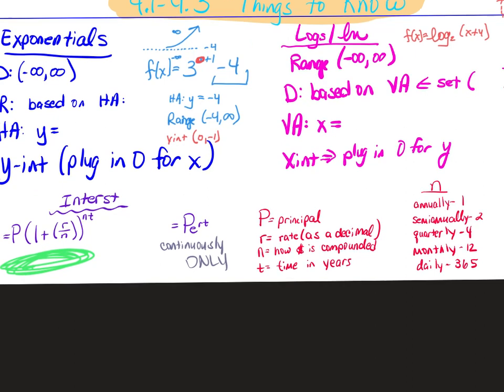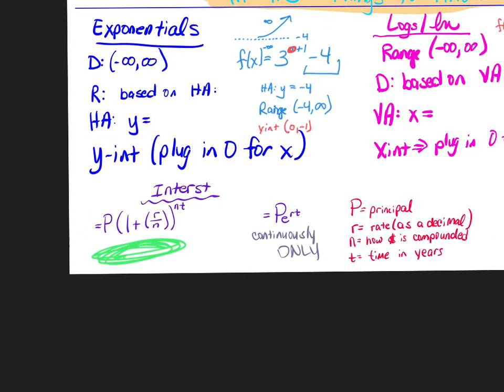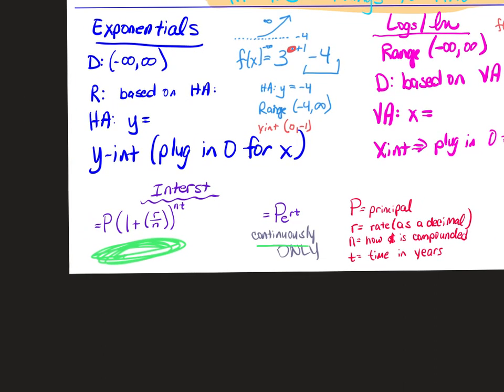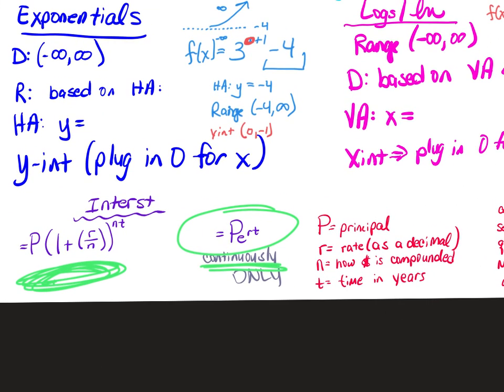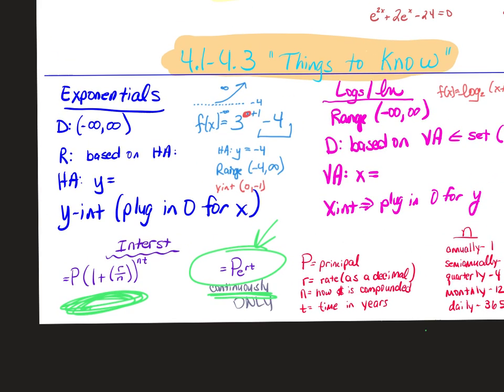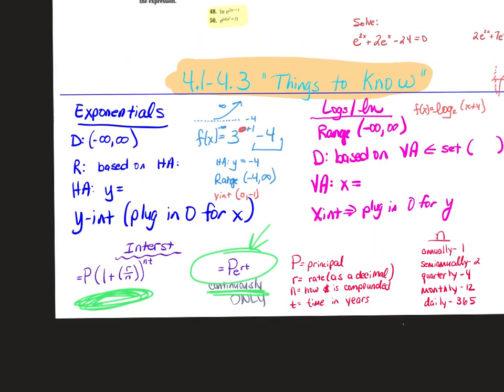When you have an amount of money that says continuously, that's when we use a Pert formula. That's when your principal, it's still the same thing. Principal is the original amount. R is your rate, got to be as a decimal, and T is in time. But you don't have any N, so you use this formula called Pert. But that's what you guys need to know from 4-1 to 4-3.